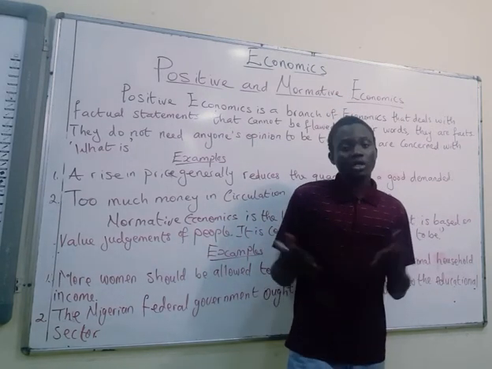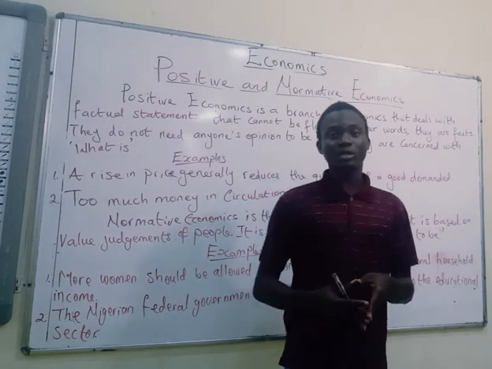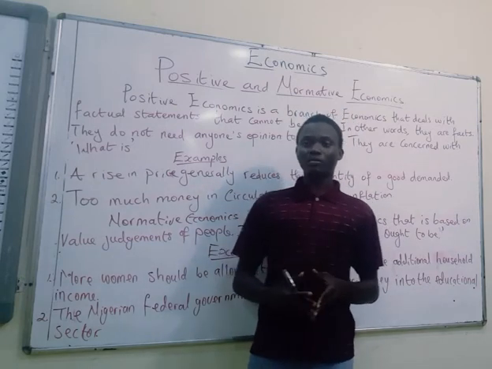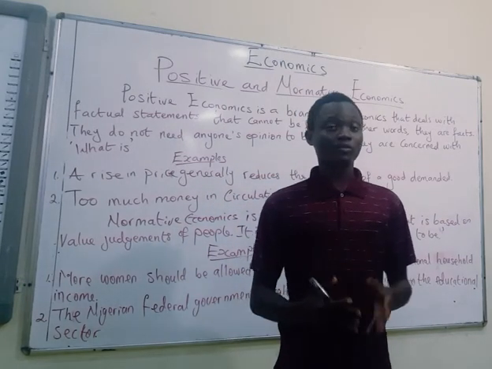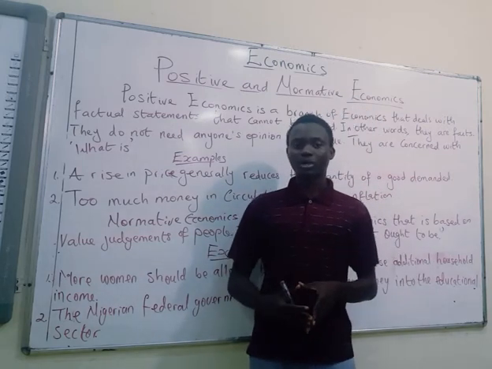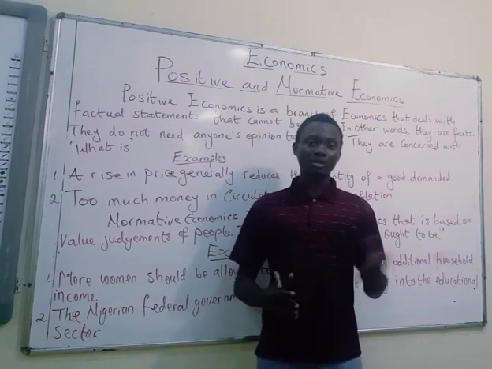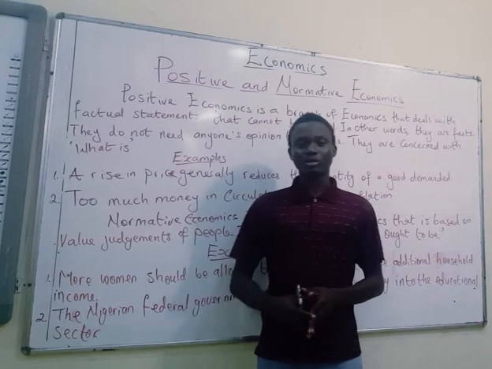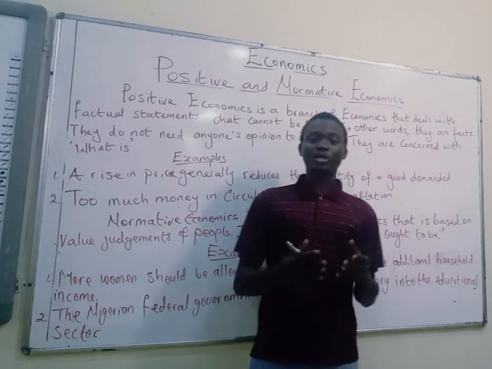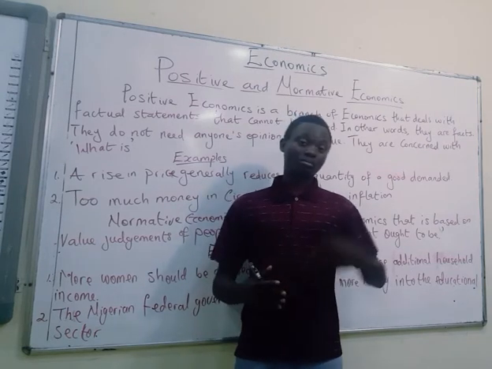Some people could say no, it doesn't have to be higher. And some could say it should be higher because the cost of living is far more than the wage that the factory worker is paid. So you can see that we have two parties, one agreeing, one disagreeing. That's what normative economics is all about. It's based on value judgment, so people could agree and people could decide to disagree.